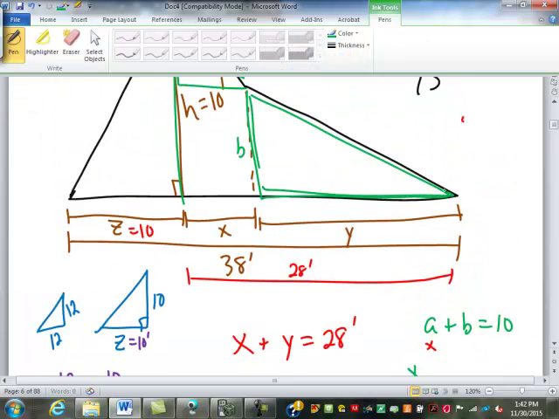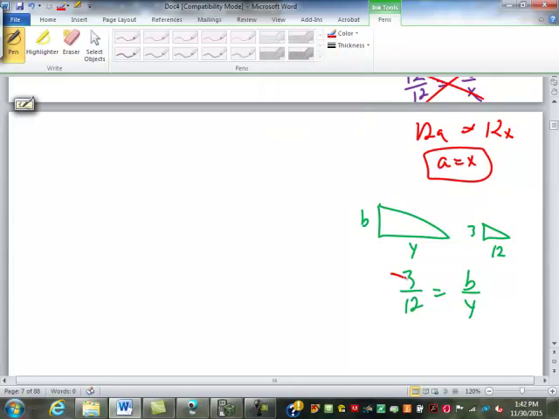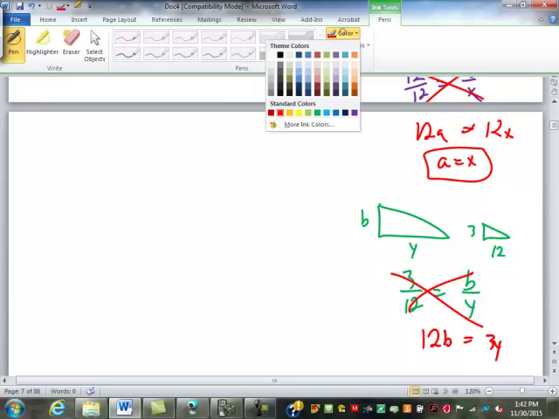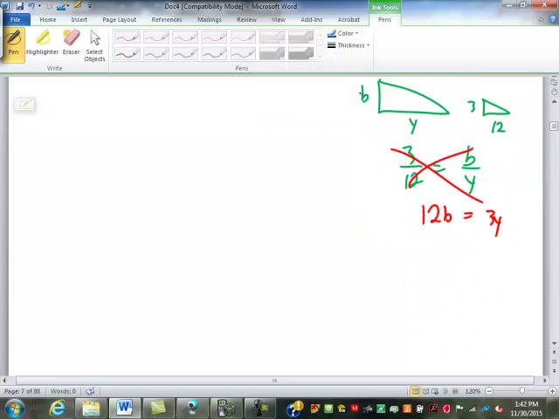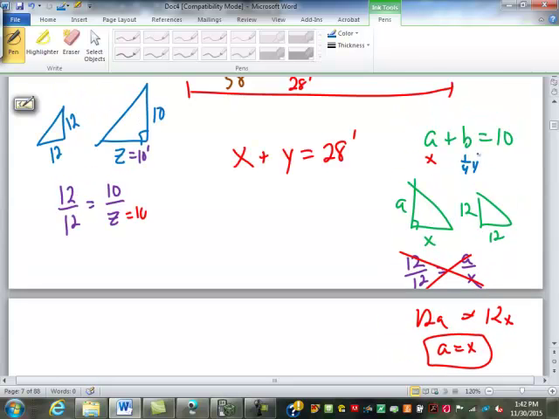So now we have B and Y here, and the 3-12 slope. So 3 over 12 equals B over Y. 3 times Y is 3Y. 12 times B is 12B. We will divide by 12 to get B equals 1/4 Y. So A plus B equals 10 becomes X plus 1/4 Y equals 10.